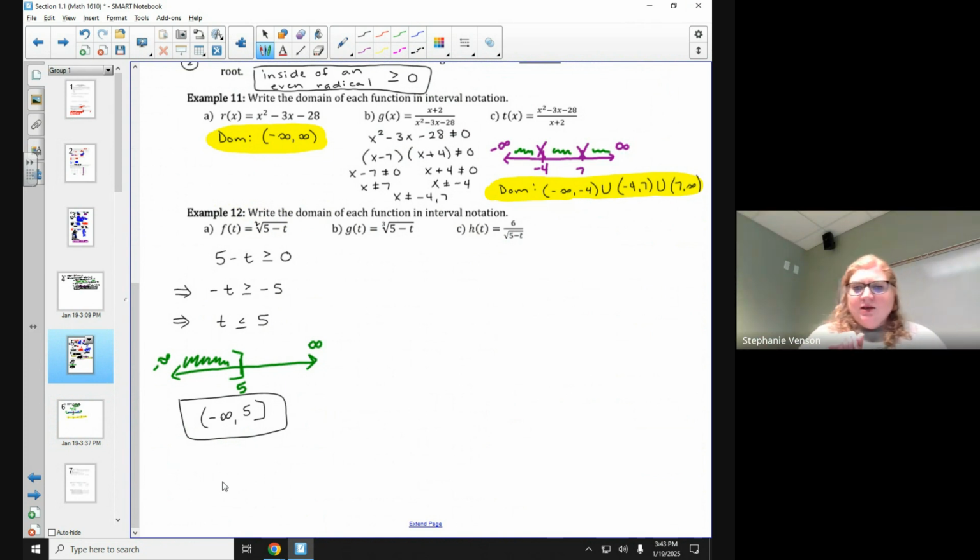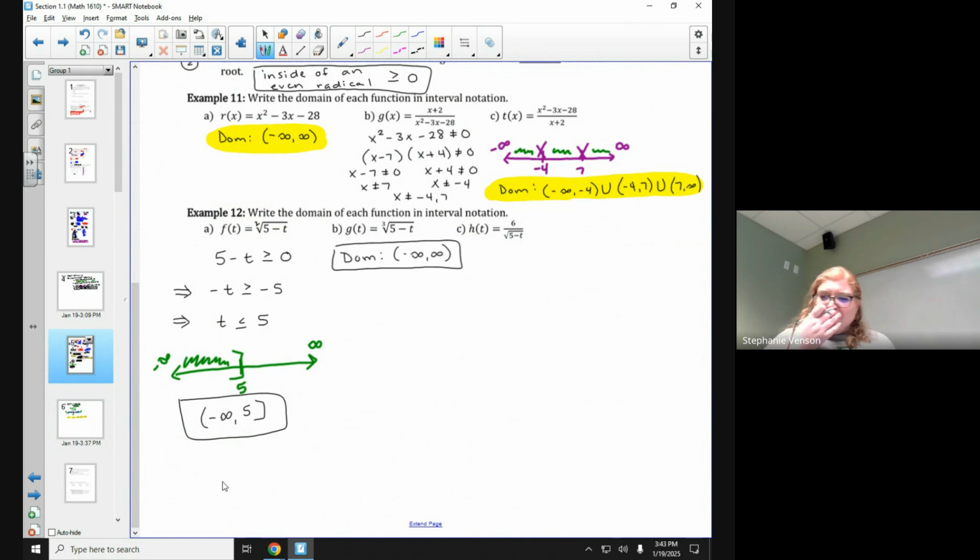Okay, now let's look at B, 12b. G of t equals the cubed root of 5 minus t. Now that looks very similar to what we had in part A, but the difference is that's not an even root, that's an odd root. So odd roots don't count. Odd roots have a domain of negative infinity to infinity. So we don't even have to think about this one. It's just negative infinity to infinity since it's an odd root.